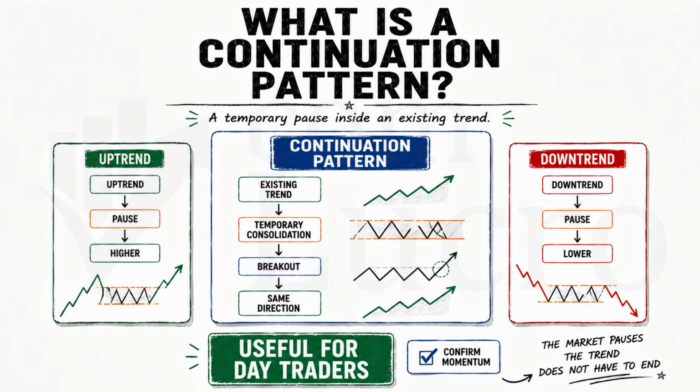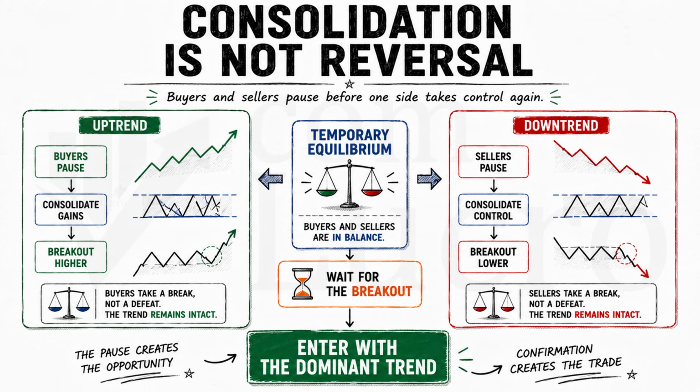So, what are continuation chart patterns? They are formations that represent a temporary pause within an existing trend, suggesting that price may continue in the same direction afterward. They are especially useful for day traders because they help confirm that an uptrend or downtrend may still have momentum. At their core, these patterns reflect consolidation rather than a reversal in market sentiment.